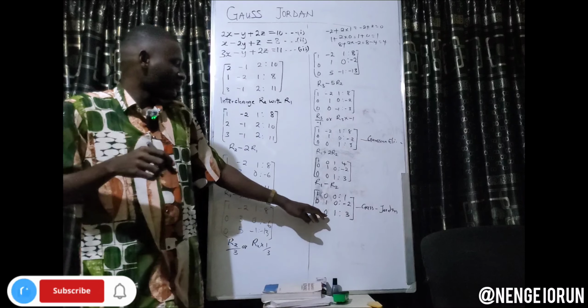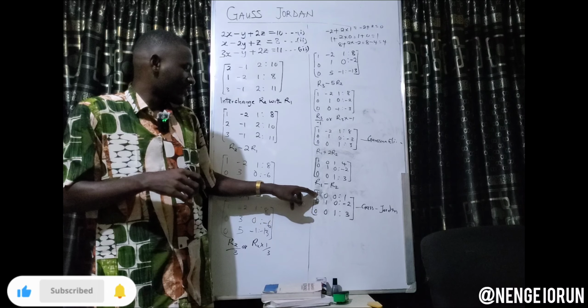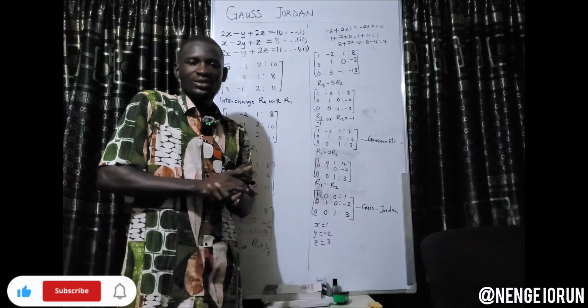So now here, it is clear that our x is equal to 1, y is equal to -2, z is equal to 3. You can use any method at all, and you get the same thing to confirm the answers. So now, x is equal to 1, y is equal to -2, z is equal to 3. So for Gauss-Jordan, you don't have to do backward substitution. All the answers will be clear in the final matrix. No need for backward substitution.